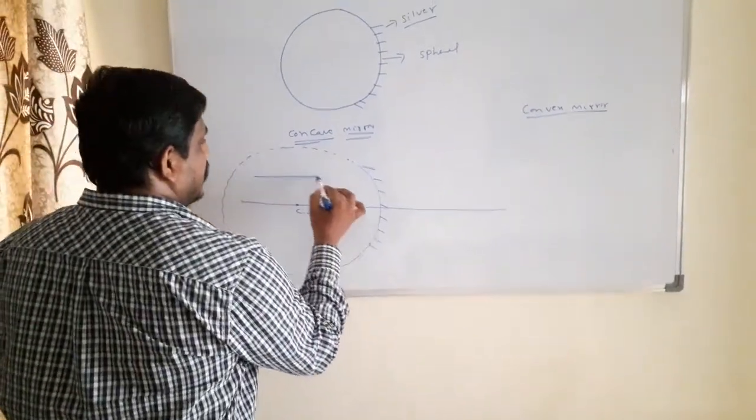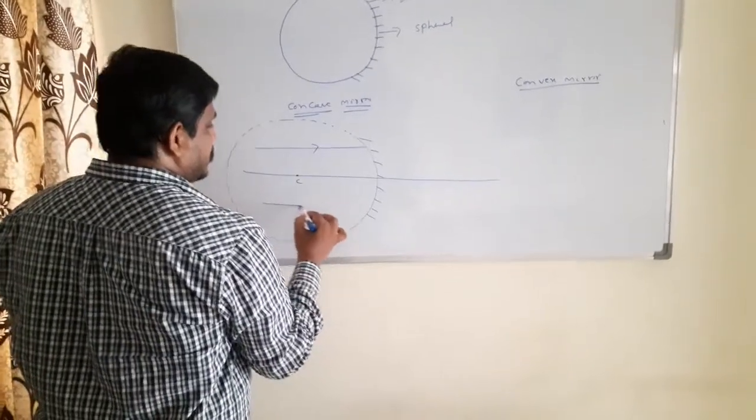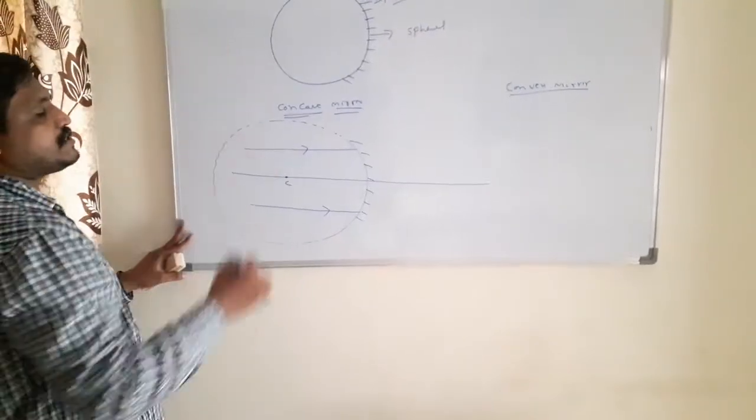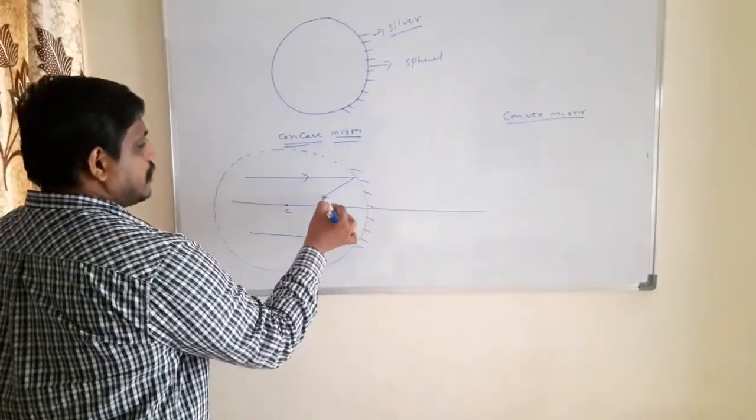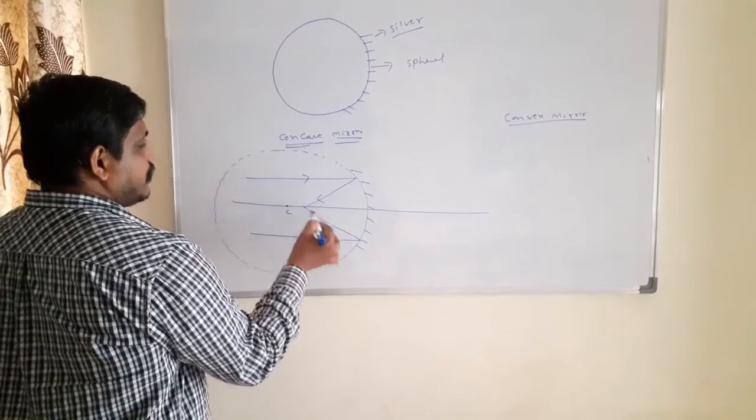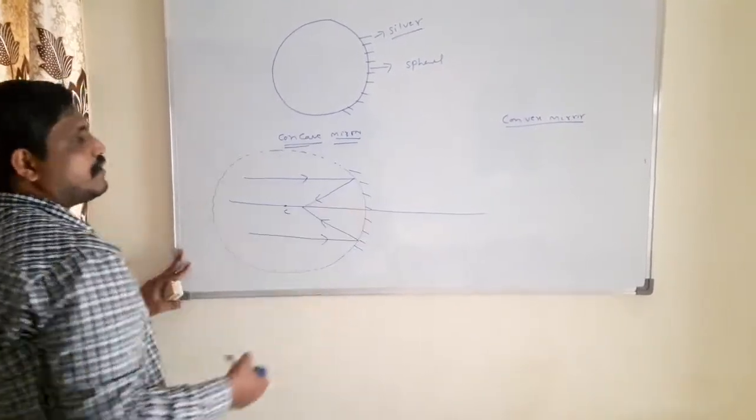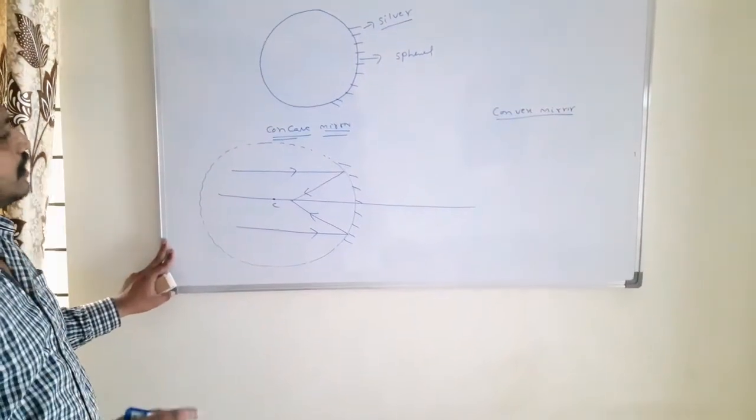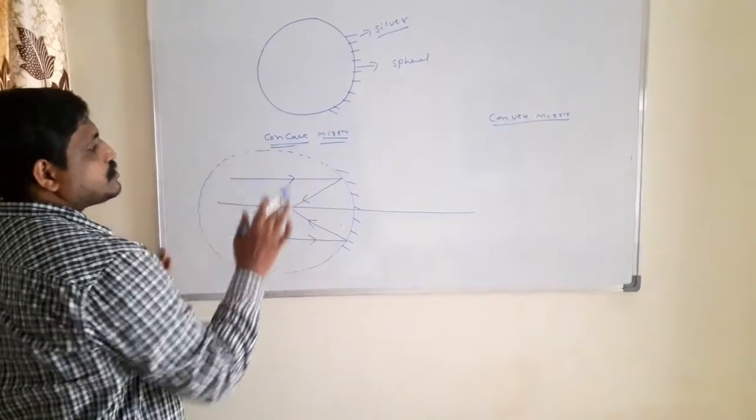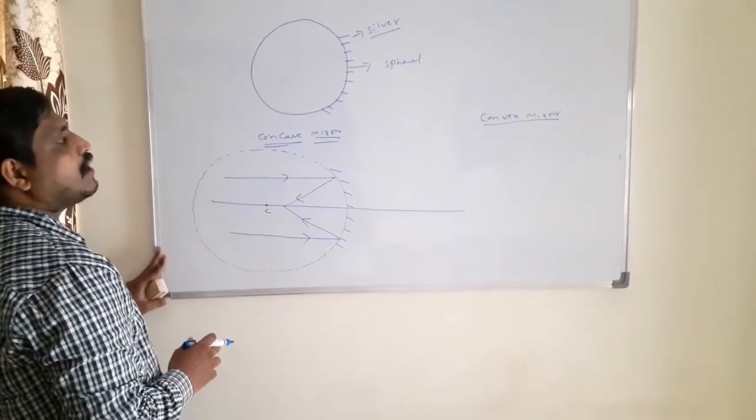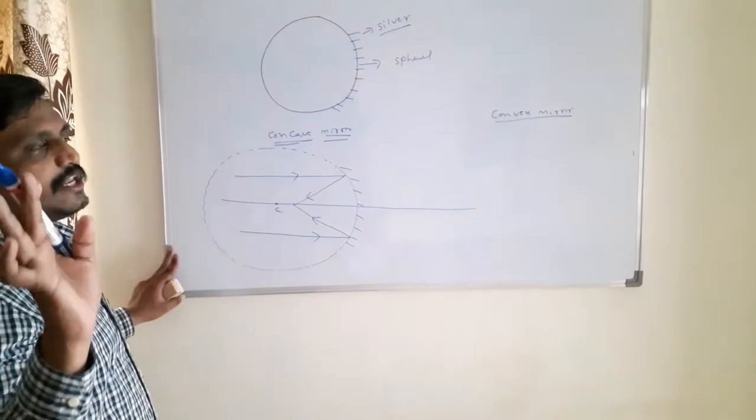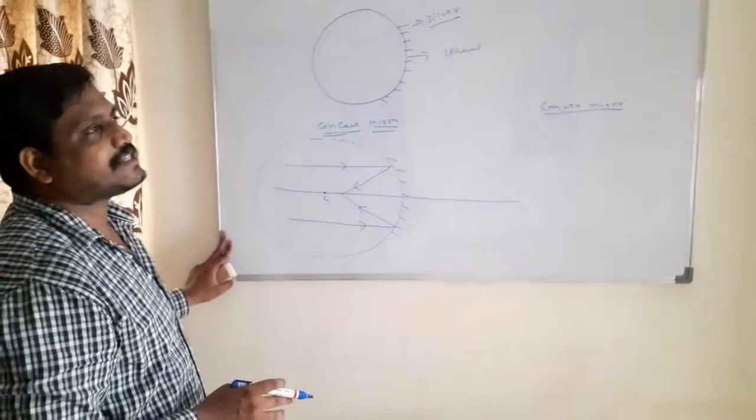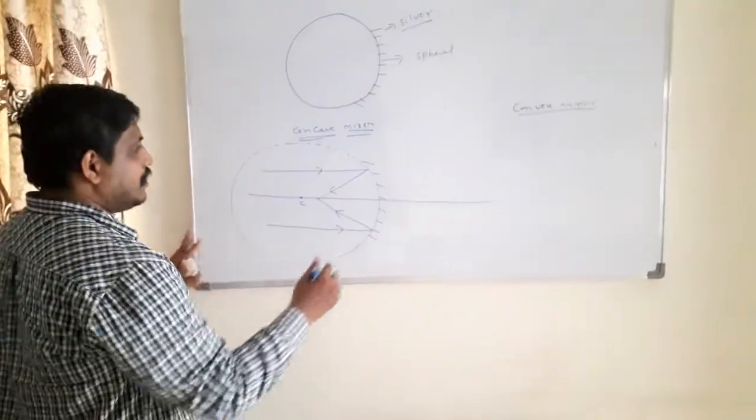Here, these are light rays. In the chapter named ray optics, light propagates in the form of straight lines and is reflected here. Reflected rays go towards the center. This mirror is called a concave mirror. Once again I repeat, concave mirror means the reflecting surface is nearer to the center.